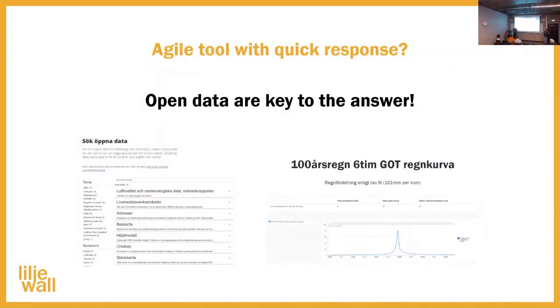And also the open data are key to the answer, because we could download the underlay for the large model from the city's open data. And we also could download the curve of the rain from the city's own rain simulation. And in that way, we can have the same conditions that the city is using.